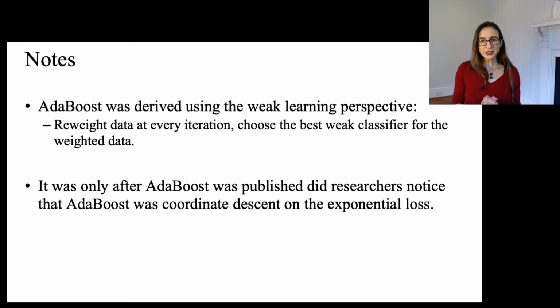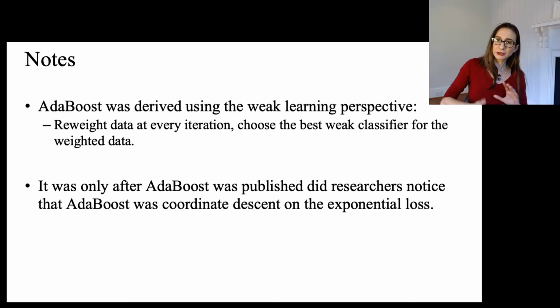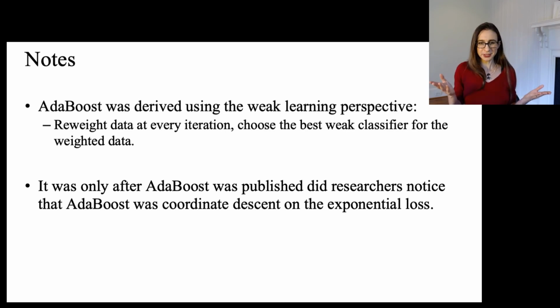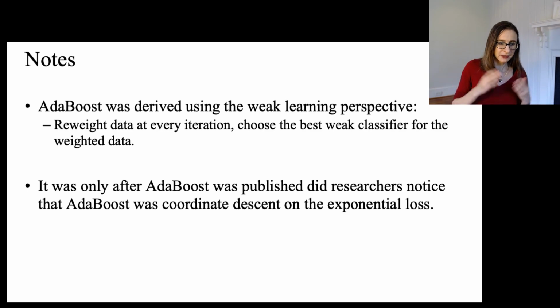Now, I want to note again that AdaBoost was derived using the weak learning perspective. I don't know how Rob Schapire got that formula for alpha out of his head. I have no idea how he got that thing, but he got it by changing the reweighting values until he got something that converged very quickly to a small exponential loss and to a low classification error. So it's amazing that he got these formulas without using the coordinate descent view, but they did.